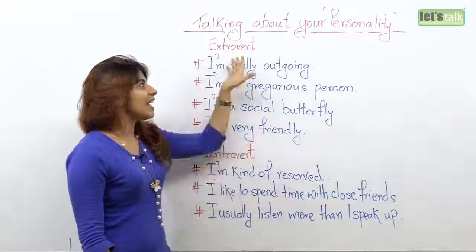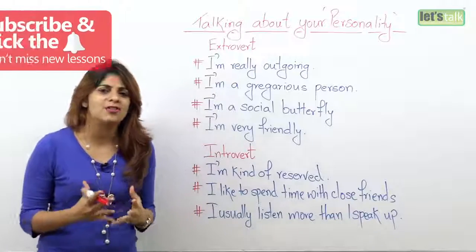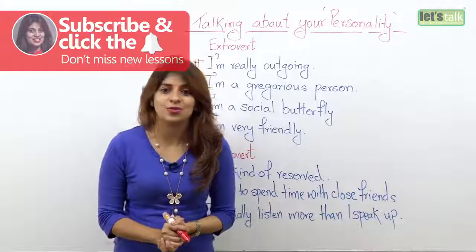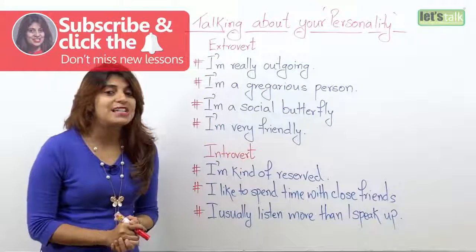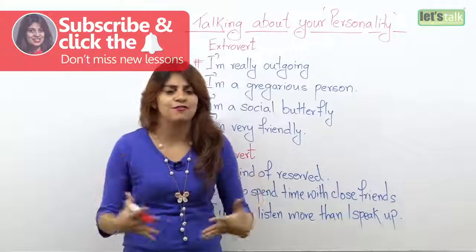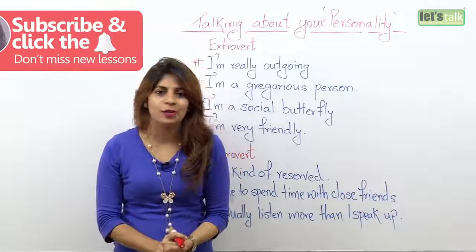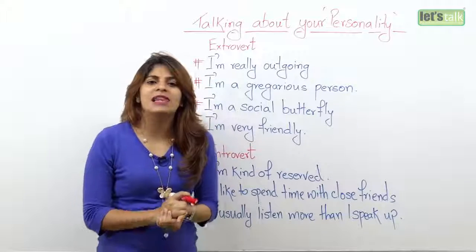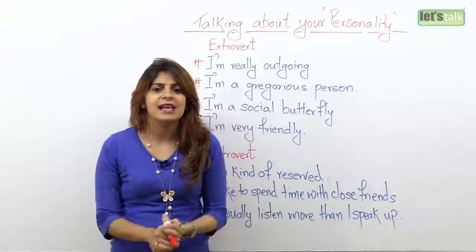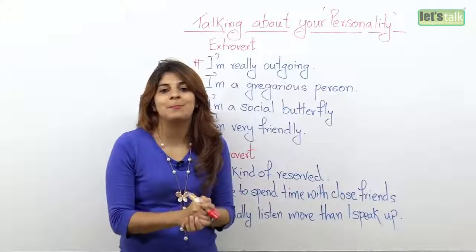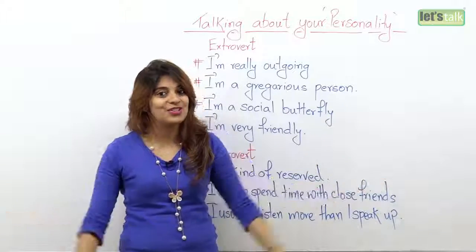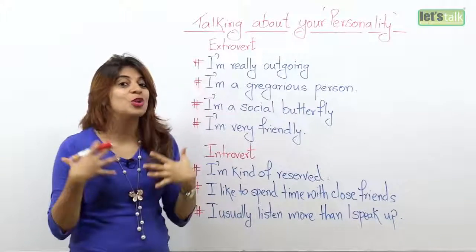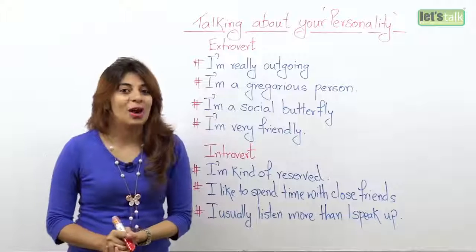The first one is an extrovert. So who are extroverts? What type of personality describes an extrovert? Well, an extrovert is a person who gets energy from being around people. Someone who is extremely friendly, someone who loves to discuss their ideas, and someone who just loves spending time with others. Now, if you fall into this category, then how do you talk about yourself to others?